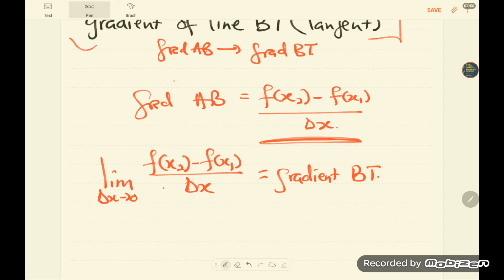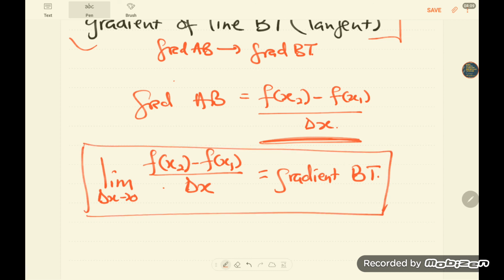Different textbooks and examples will show it or ask it differently. Some don't use x2 and x1, they actually use an h for the delta x. So don't be swayed by differences in notation. The concept is still the same. So in essence, this is your differentiation from first principles, and I'm going to show you in the next video how to use this.